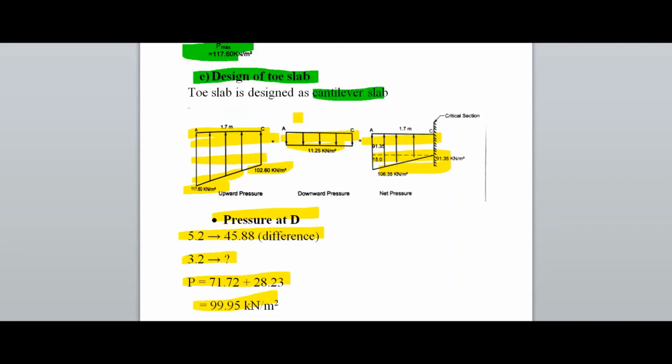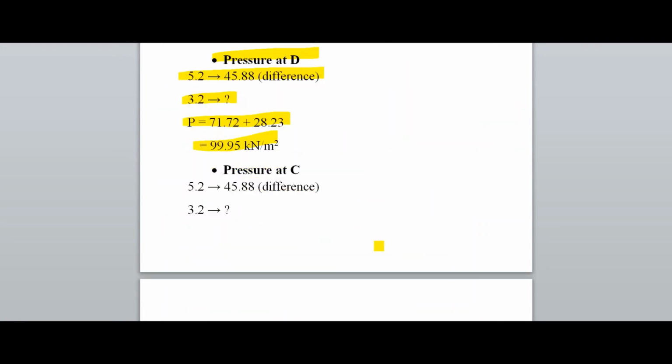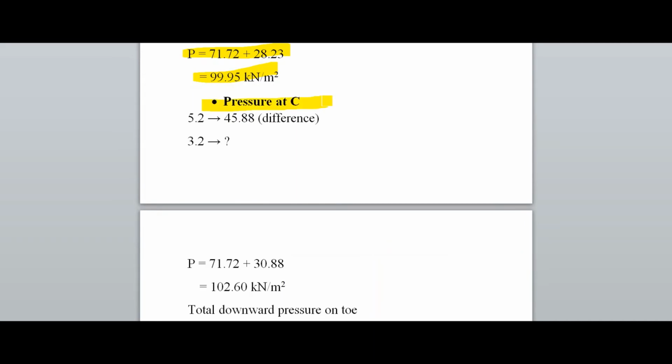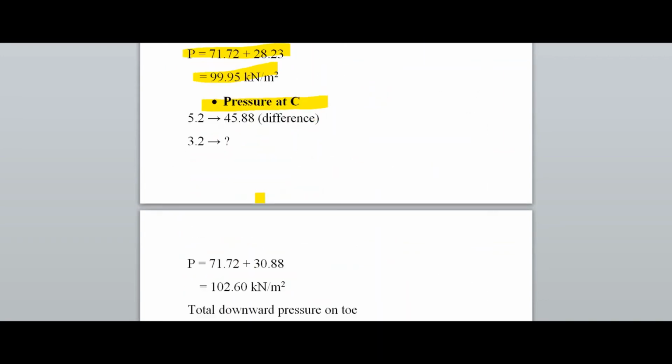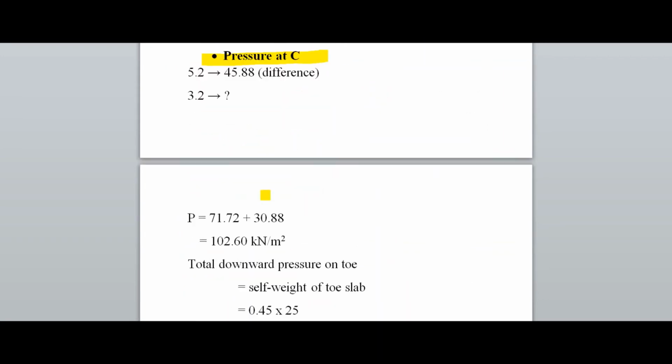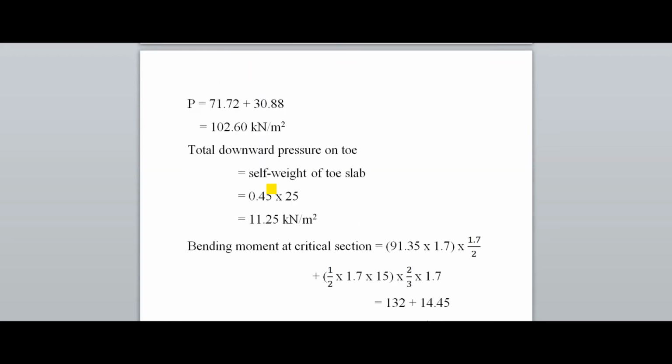In this graph, these things happen. Here 99.95. Same thing for the pressure at C. Pressure at C means here. So 102.60. I explained all the things in detail, how to find pressure at C, how to find pressure at D, and why this is important, right?